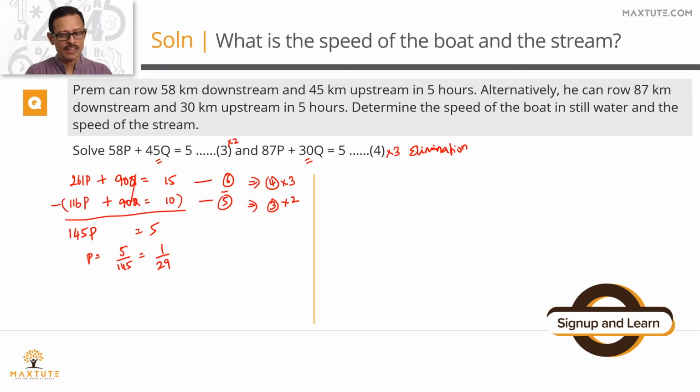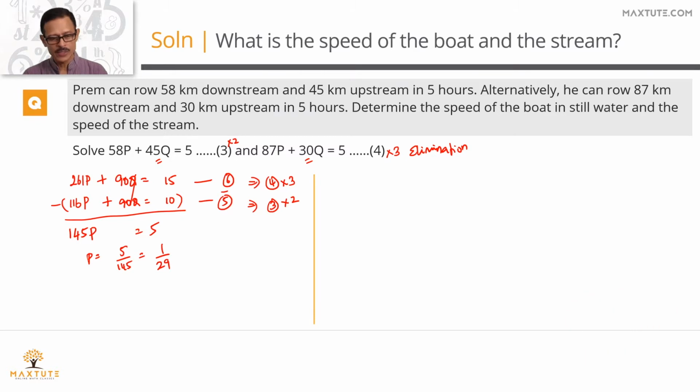Next step, let's substitute the value of p in one of these equations, either equation 3 or equation 4. Let's do it in equation 3. So when we do that, we get 58 times p, which is 1 by 29, plus 45q.